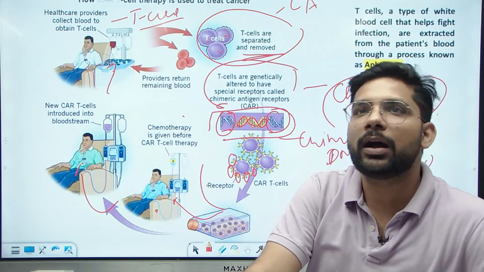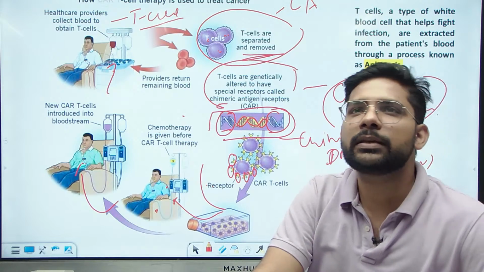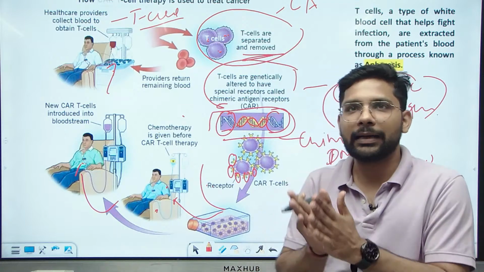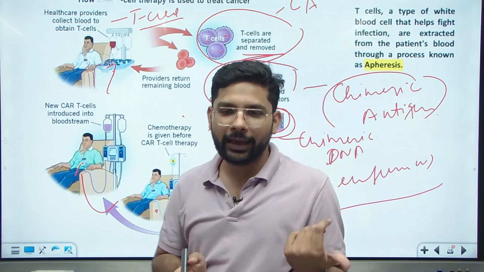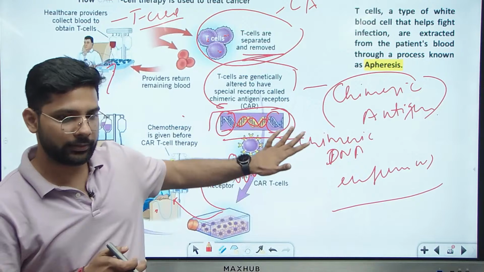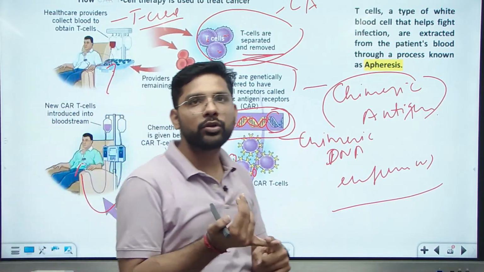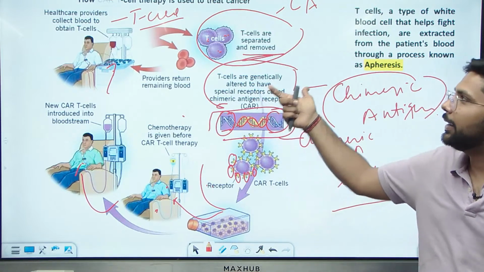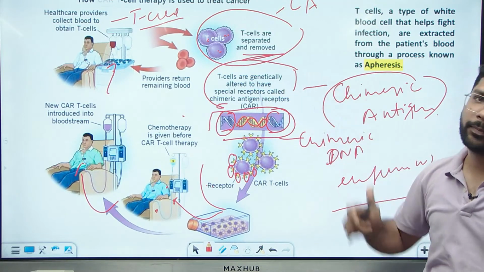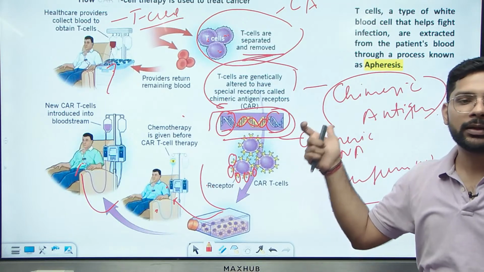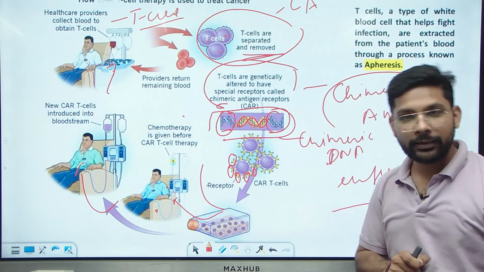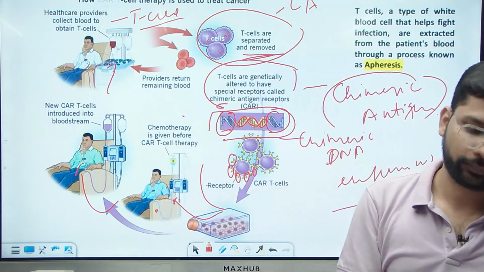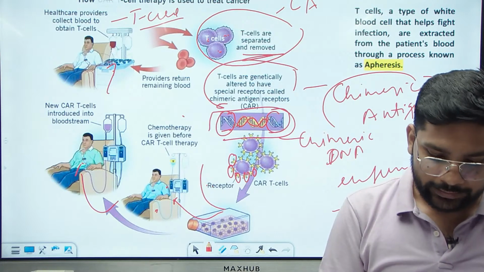This is known as the CAR T cell therapy, and this is very important for your prelims examination. Exactly what is the CAR T cell therapy? What is chimeric DNA? This can be asked directly. So alongside immunotherapy, chemotherapy and radiotherapy, these are new kinds: the chimeric antigen receptor T cell therapy. Remember, this is only for leukemia and approved in India.